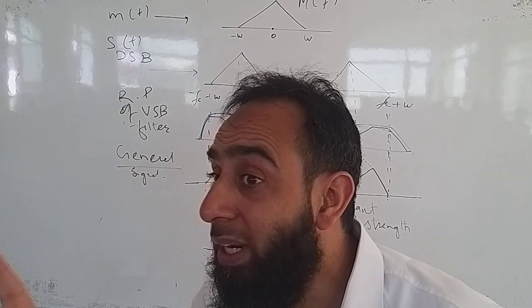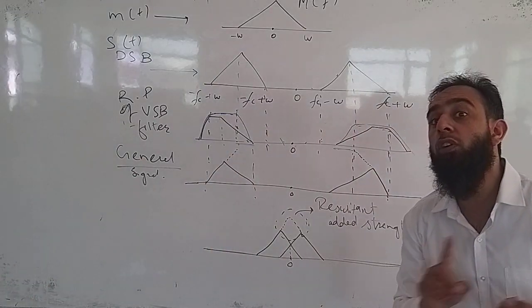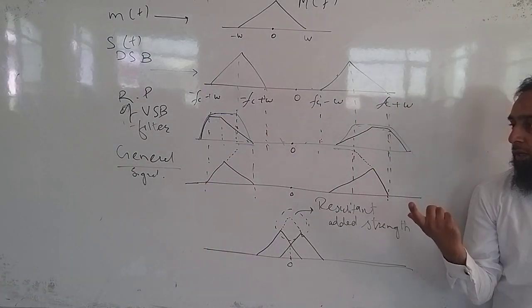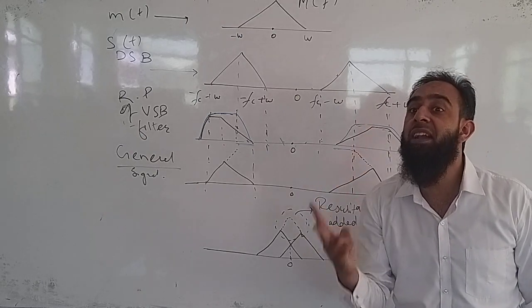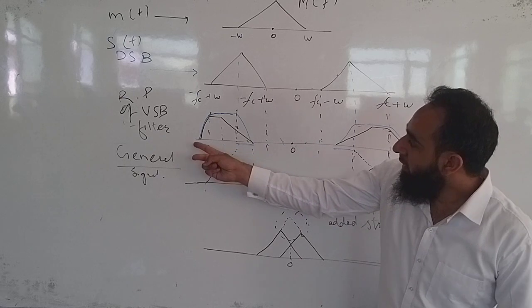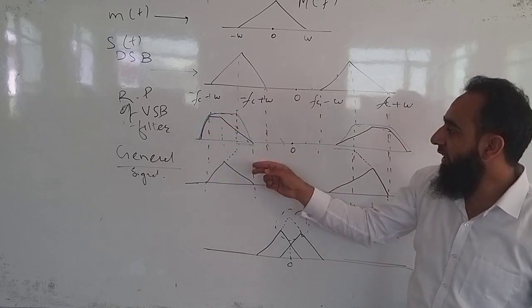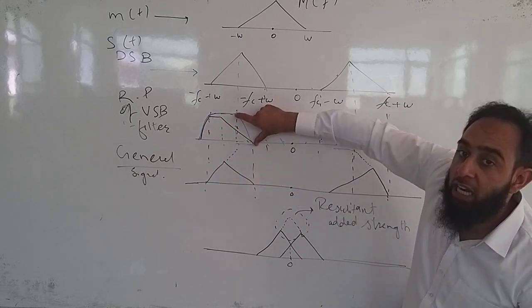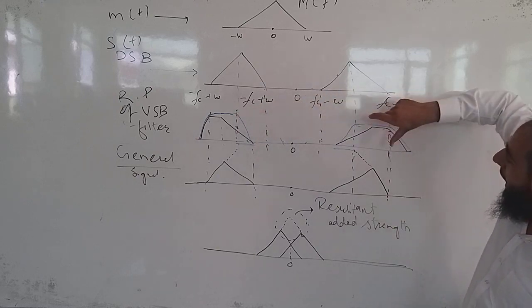One only. That is why it is SSB-SC. We know we save a lot of power because of this, right? Number one. Number two, we know we save bandwidth. But we have a problem of the filter. What is the problem? Due to the non-ideality of the filter, there is some extra part that is being added.